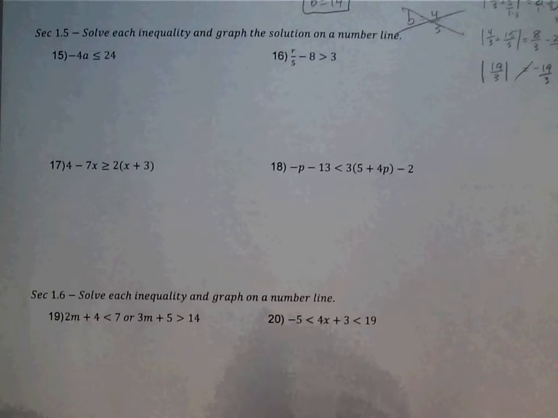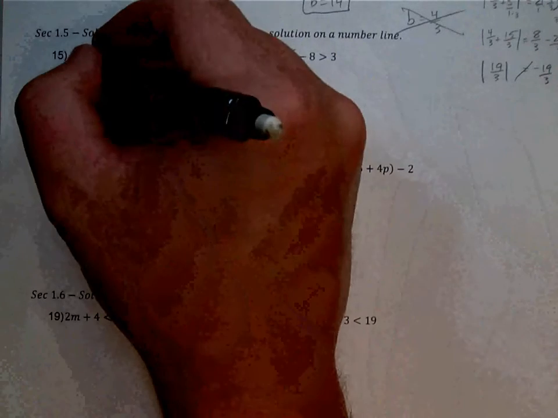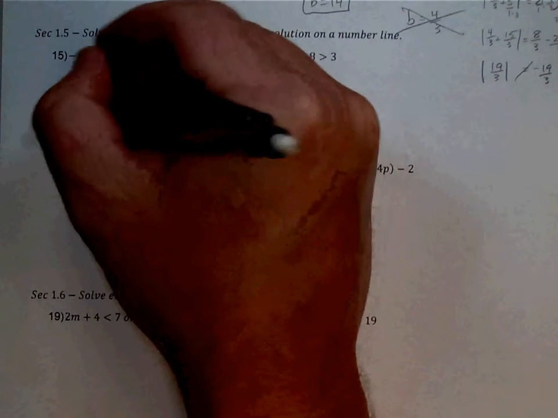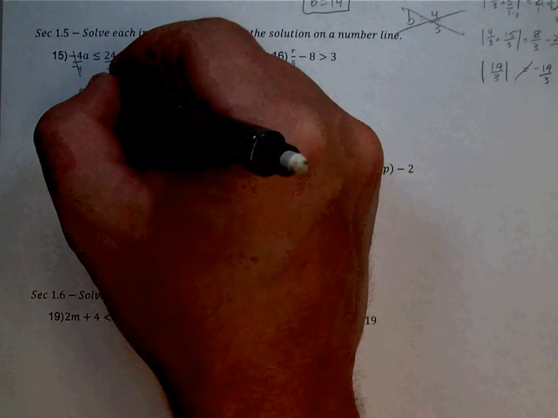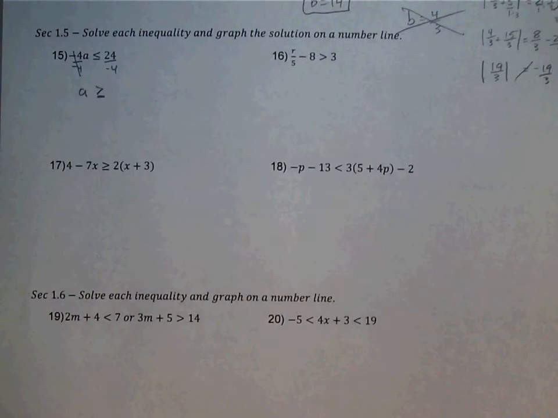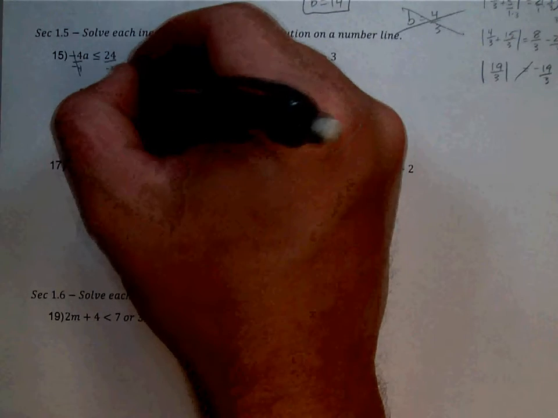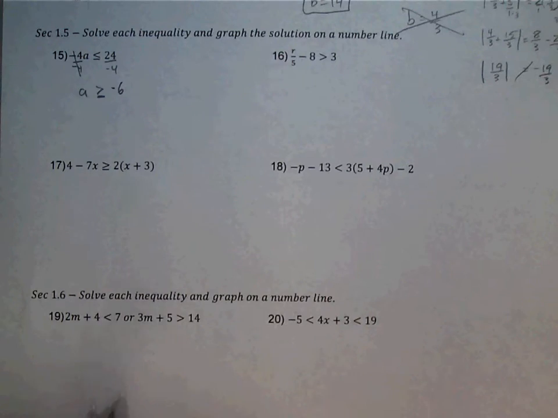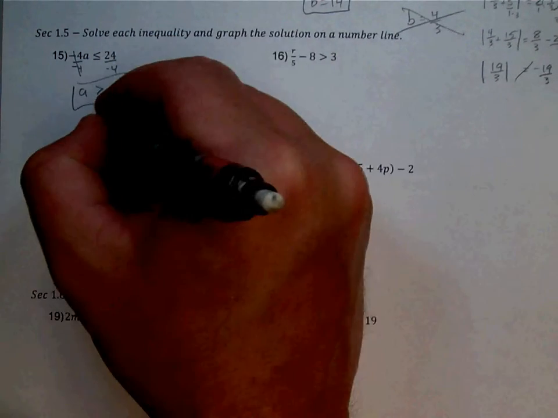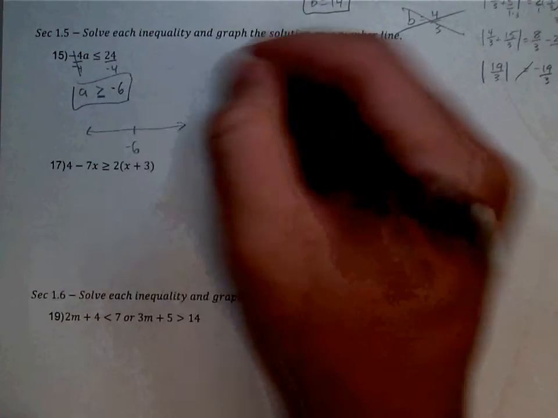Okay, now number 15, we've got to solve. Looks like we need to divide by negative 4. It is an inequality, so if we multiply or divide by a negative, our inequality sign flips, so it becomes greater than or equal to in this case. 24 divided by negative 4 is negative 6. So a is greater than or equal to negative 6, and then we have to graph it on a number line. So I'll put the negative 6 in the middle.